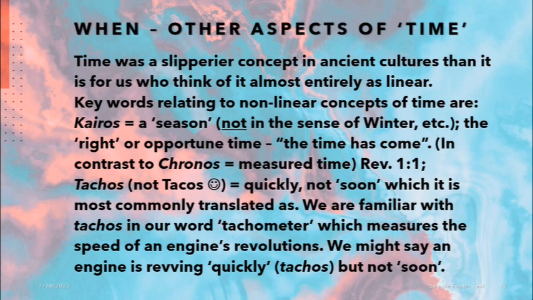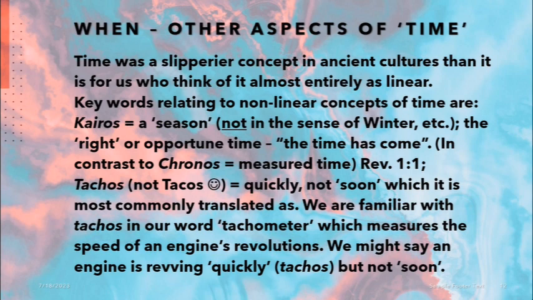So we have chronos pieces on our wrists to tell us the time. The other word that is perhaps a bit slippery for us relating to time is tachos, which means quickly, not soon, which is how it is most commonly translated. Now, we're familiar with tachos in our word tachometer, which measures the speed of an engine's revolutions, for example. And we might say an engine is revving quickly, tachos, but not soon. So when you see the word soon, or something is going to happen soon, it's actually more accurate to think of it as happening quickly when we're reading Revelation.